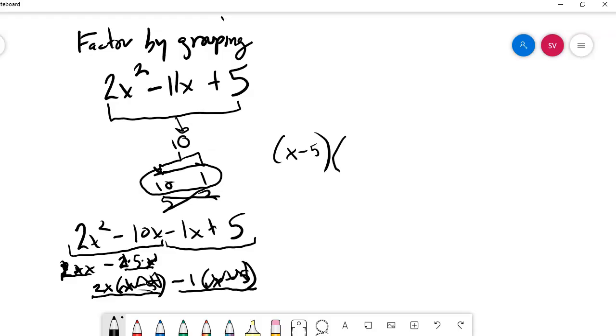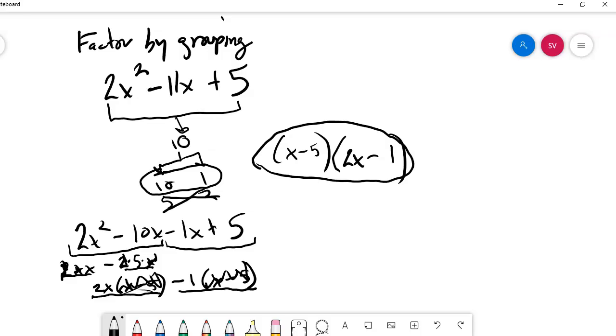What am I left with in parentheses? 2x minus 1. 2x minus 1. They're not common, so I have to put them back in parentheses. So this right here would be my final answer.